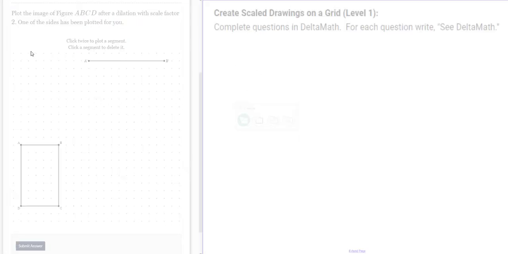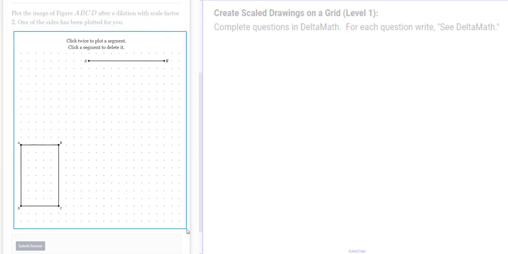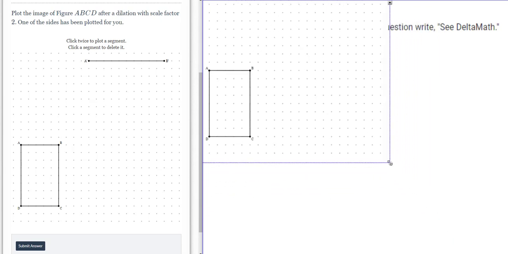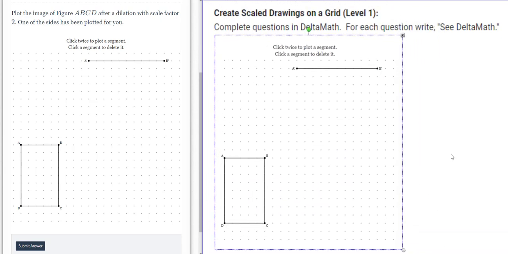So what I'm going to do is go ahead and copy the figure and just show you how I'm getting my calculations. Again, you don't have to provide work other than writing the unique ID.